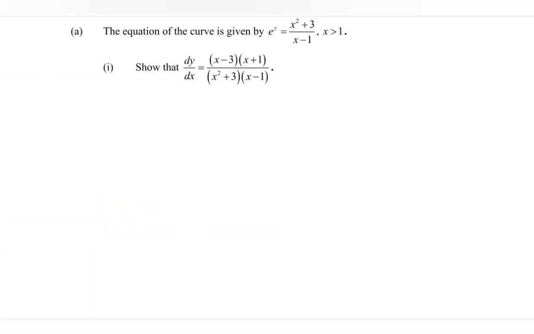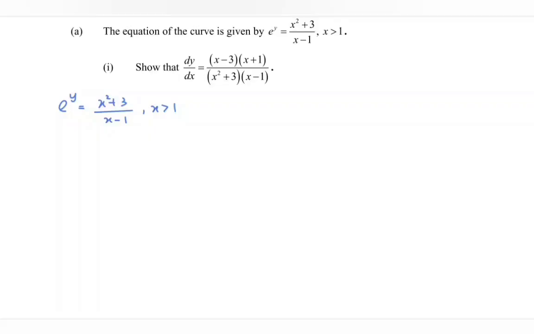Hello everyone, in this video I'm going to discuss an example of differentiation. Given the equation of the curve, e to the power y equals (x squared plus 3) over (x minus 1), where x must be greater than 1. Next, the question asks us to show the first derivative, which is given in the question.